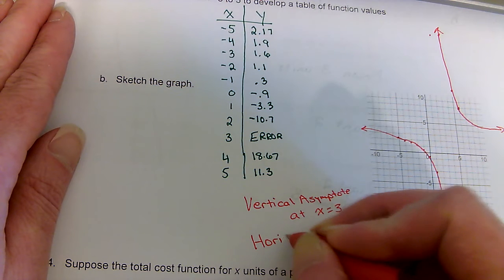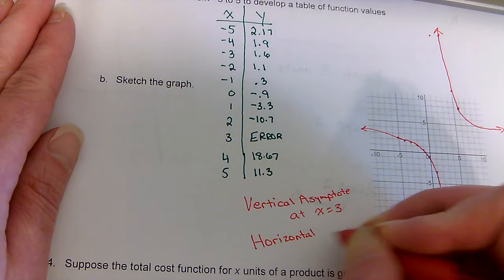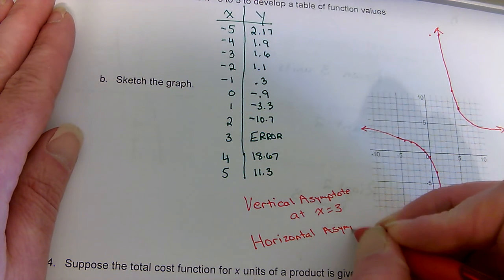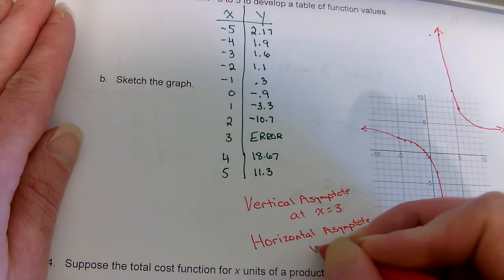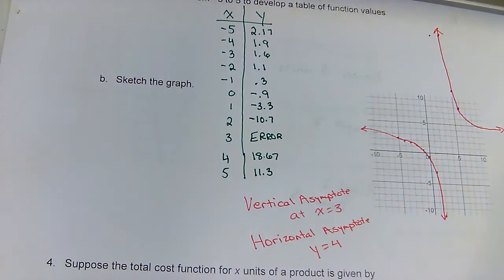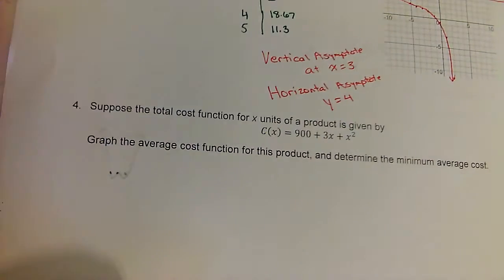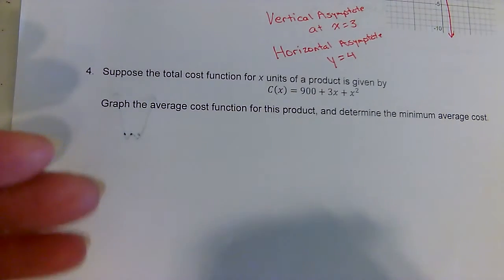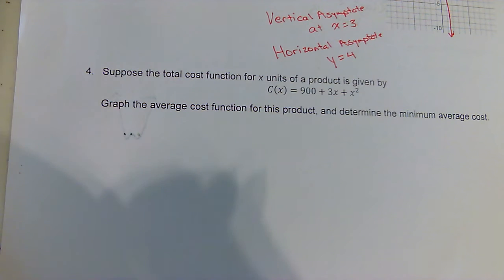There's also a horizontal asymptote, and we'll discover more about that later, but it's actually at y equals 4. But we're just trying to get the idea of what the graphs look like. So any rational function is going to have this interesting system of asymptotes, of boundaries, because it's two pieces of a graph. All right. And we can actually see how that gets used in this next example.